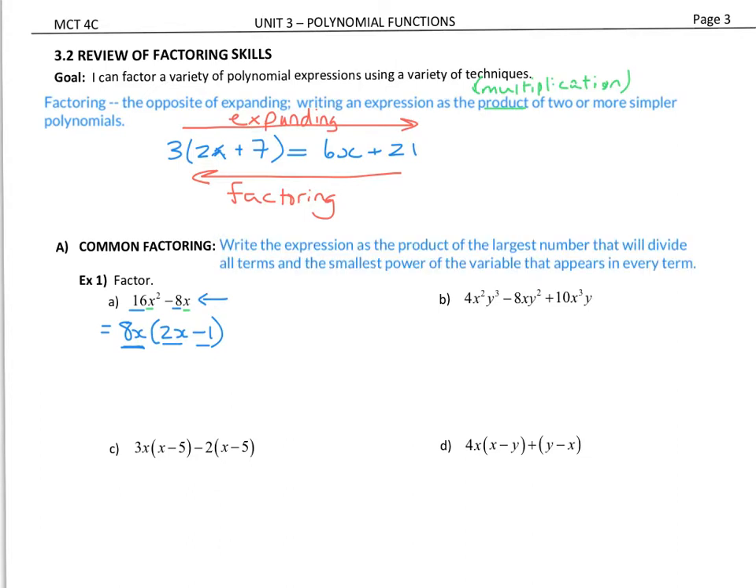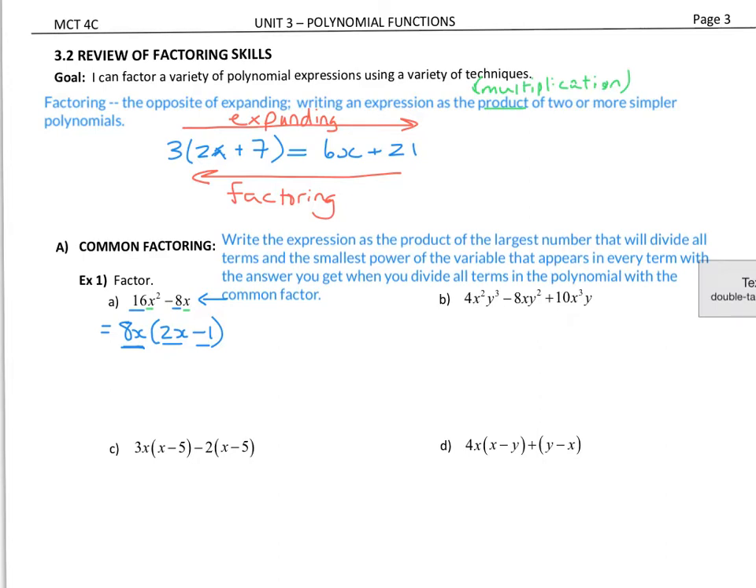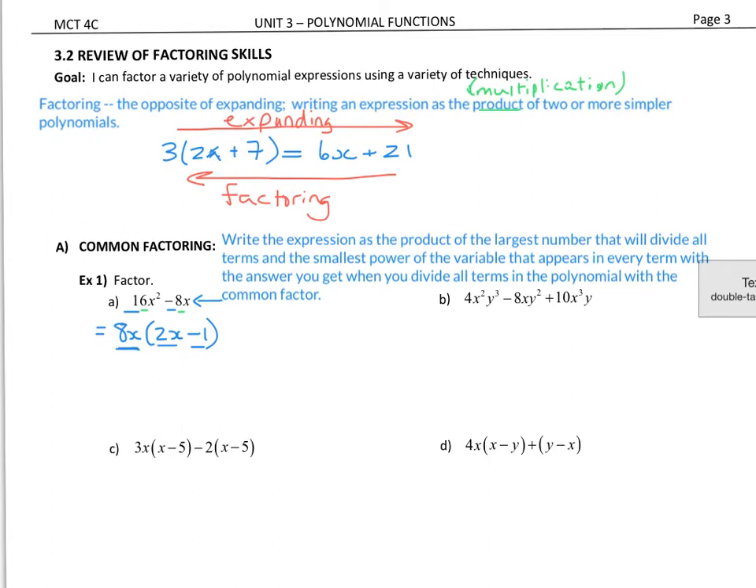Hopefully that makes sense. We're writing the expression as the product of the largest number that will divide all terms and the smallest power of the variable that appears in every term, with the answer you get when you divide each term by that common factor. So my largest number that would divide the 16 and the 8 was the 8. The smallest power of the x was the x to the 1, and then I take that and write it as the product of the 8x and the answer we get when we divide the original polynomial by that common factor.